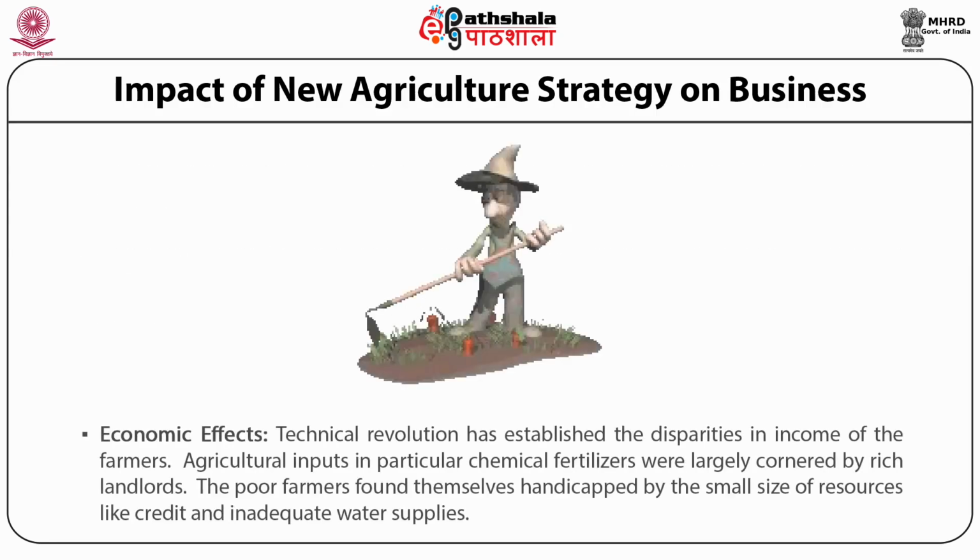Another point is the economic effects. Technical revolution has established disparities in income of the farmers. Agriculture inputs, in particular, chemical fertilizers, were largely cornered by rich landlords. The poor farmers found themselves handicapped by the small size of resources like credit and inadequate water supplies.